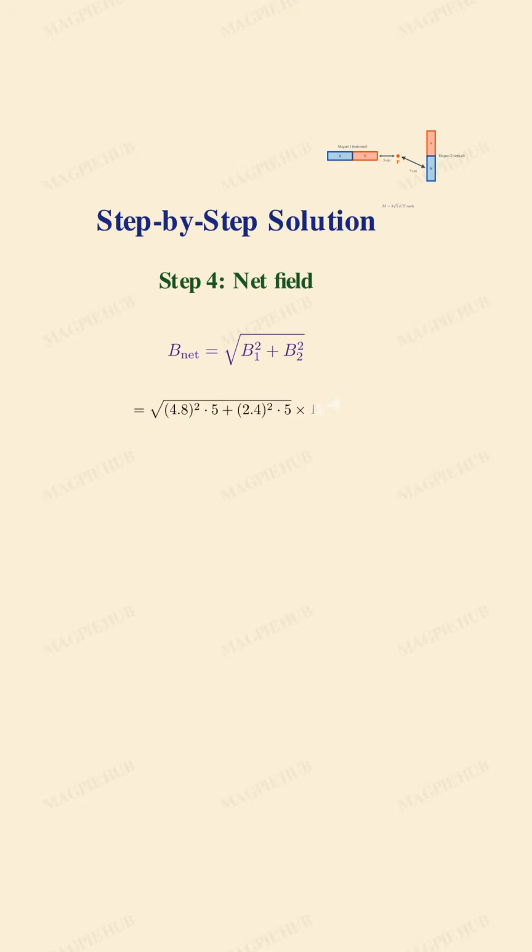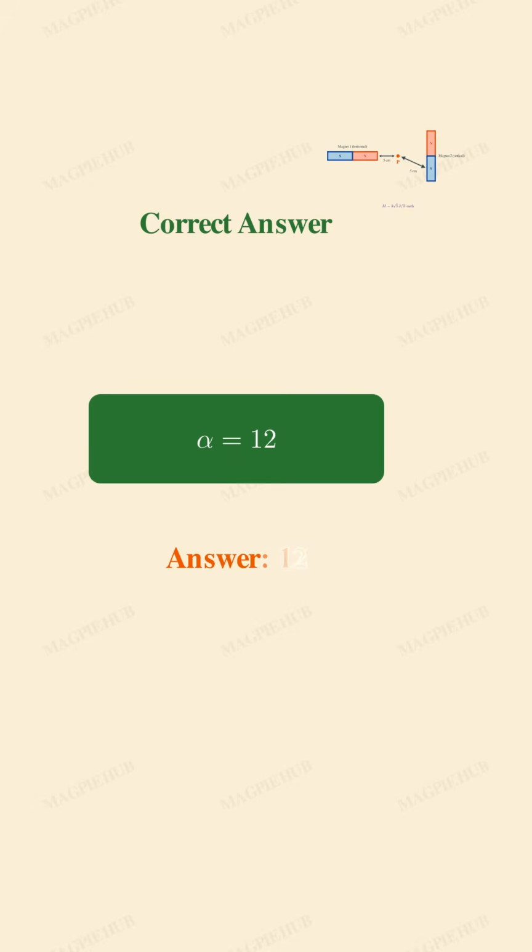Step 4. Since B1 and B2 are perpendicular, the net field is B net equals square root of B1 squared plus B2 squared. Substituting, we get square root of 4.8 squared times 5 plus 2.4 squared times 5, times 10 to the minus 3. This equals square root of 115.2 plus 28.8, times 10 to the minus 3, which is square root of 144 times 10 to the minus 3, giving 12 times 10 to the minus 3 Tesla. The value of alpha is 12.